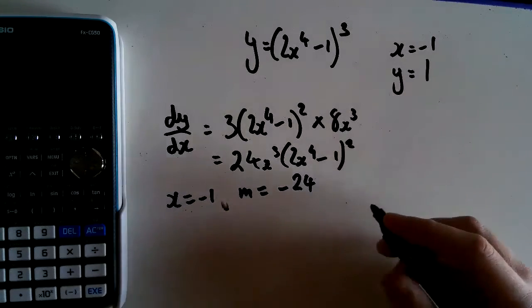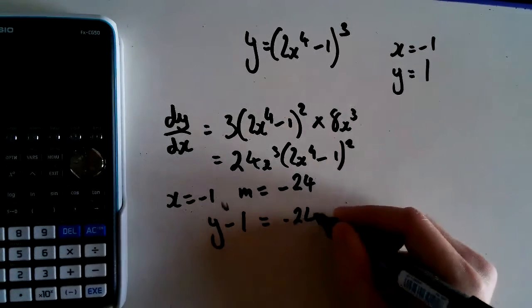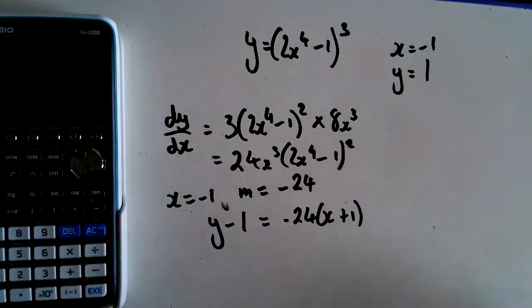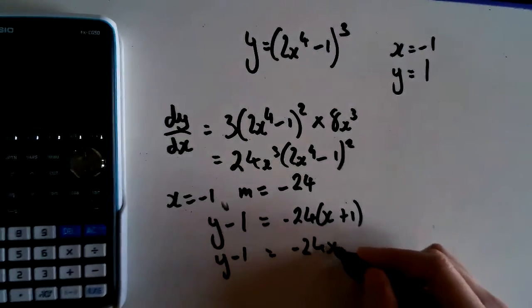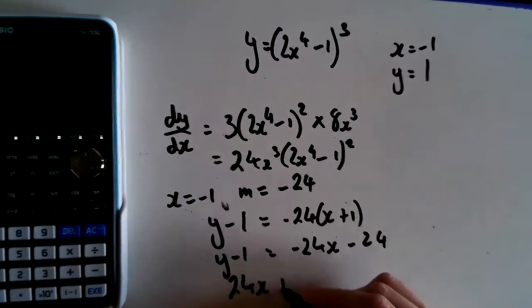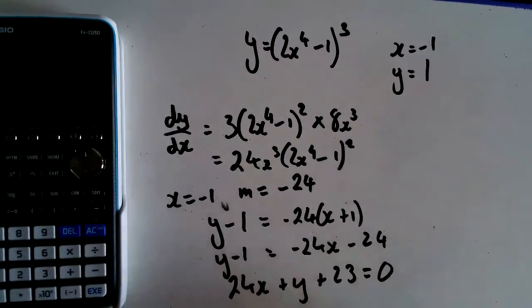Then sub it into y minus y1 to get y minus 1 equals minus 24 times x minus minus 1, so x plus 1. And then write it however you want. So I want to expand this bracket to minus 24x minus 24. I'm going to take everything to one side. So 24x plus y plus 23 equals 0.